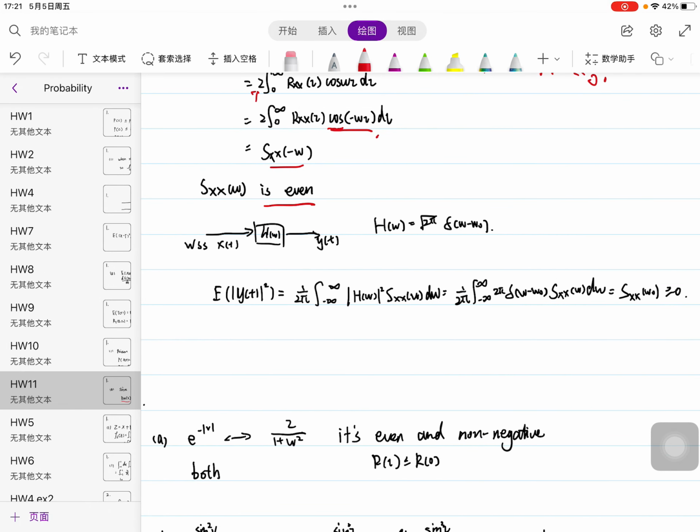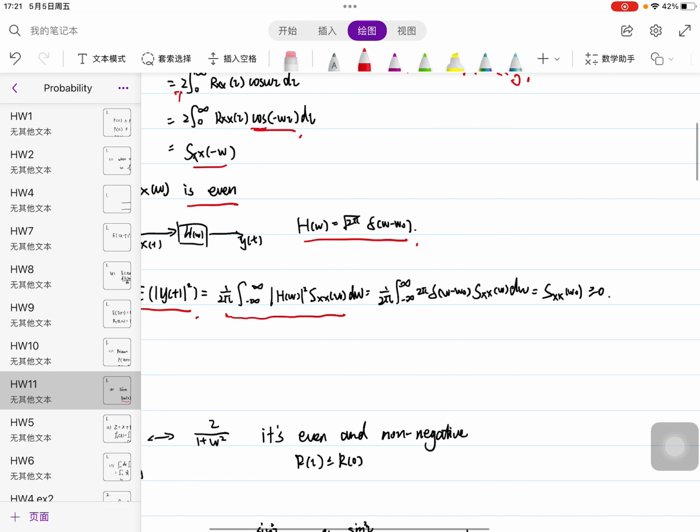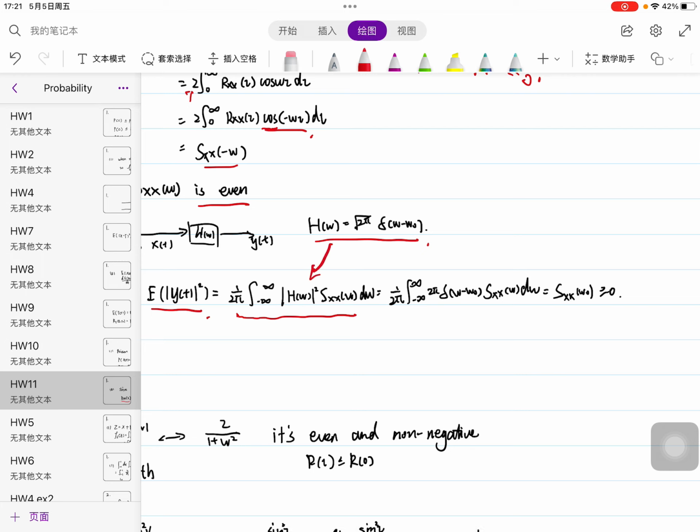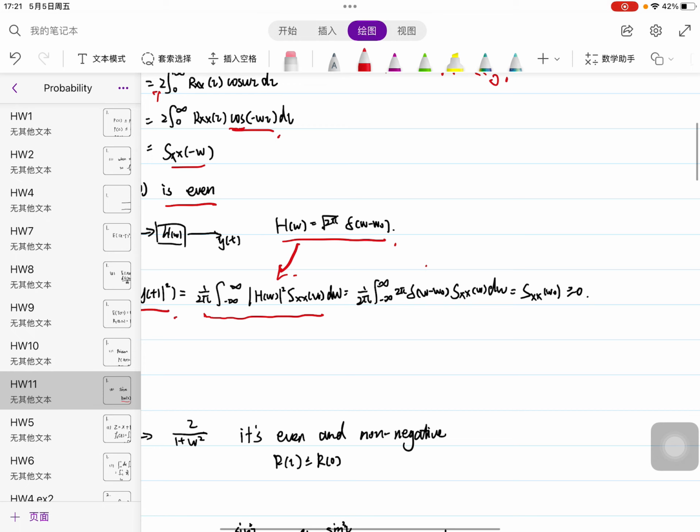For the non-negative part, we assume there is a system whose H of omega equals this. So we calculate the mean value of Y t squared. And then with the formula, it equals this. And we take H omega to here, that equals 2 pi times this delta function.